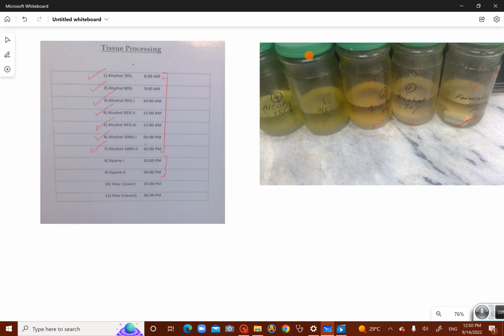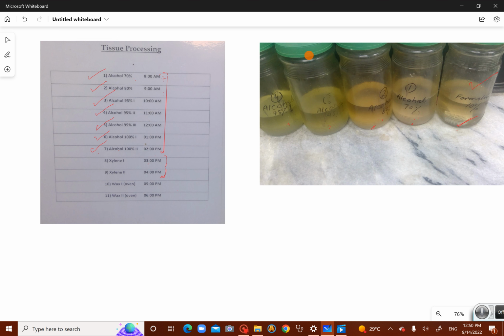this has taken 6 hours, another 2 hours, that is about 8 hours. Then you are ready. Once the xylene has entered the cell, you can introduce paraffin inside the cell, because paraffin is soluble in xylene. Paraffin is not soluble in alcohol.